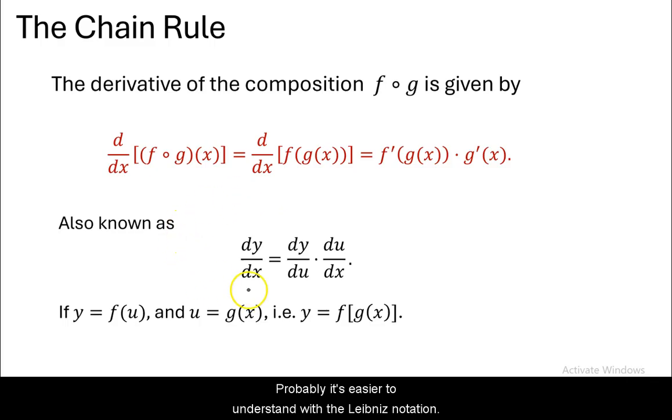Probably it's easier to understand with the Leibniz notation. So if I have a function f that is equal to f of g of x, you can see the function as y equals f of u, and u equals g of x. Then the derivative of this function y is equal to the derivative of y with respect to u times the derivative of function u with respect to x.